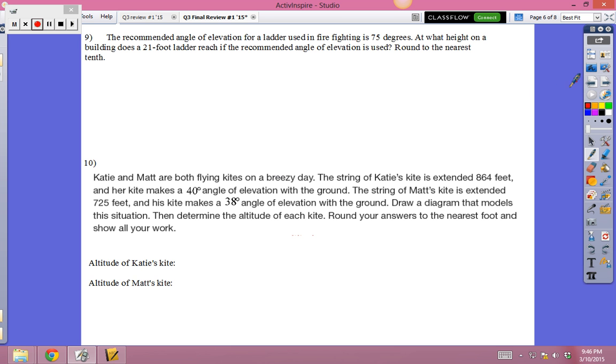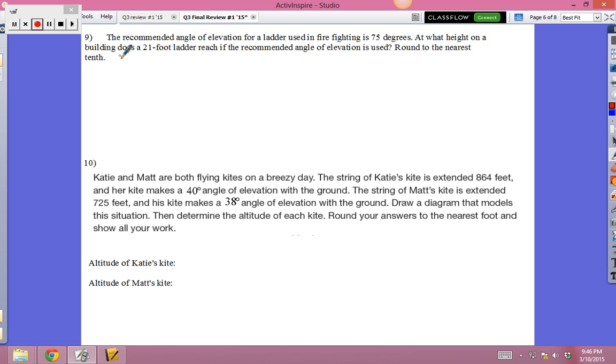Okay, I think the rest of this is trig. So number 9, and we've got to draw a triangle based on this information. So the recommended angle of elevation for a ladder is 75 degrees. What height on the building does a 21-foot ladder reach? So here's my building right here. I got a 21-foot ladder, and I'm going to use exactly that angle. I'm going to use 75 degrees.